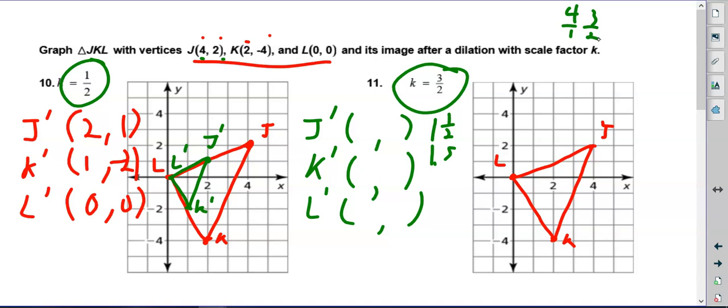So 4 times 1.5 is 6. 2 times 1.5 is 3. 2 again is 3. Negative 4 is going to be negative 6. And 0, 0, again, not changing, because anything times 0 is still 0. So I'm going to start with that one. There's L prime. All right? 3, negative 6. 1, 2, 3, 4, 5, 6. There's K prime. And 6, 3. There is J prime.